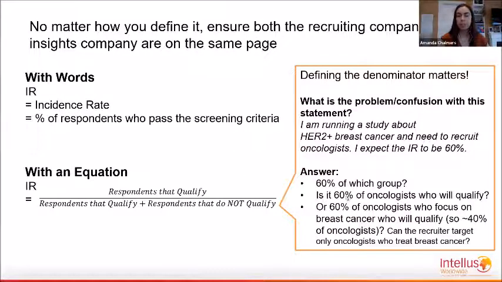Is it 60% of all oncologists who qualify? Or is it 60% of oncologists who treat breast cancer who qualify? That's a very different thing, right? If it's only 60% of oncologists who treat breast cancer on the base of all oncologists, that might only be 40% or less. So if we're not totally clear between the recruiting partner and the insights company on what we mean when we're talking about IR, and whether the recruiting partner can actually target so specifically who I want, then we're already off to a bad start.